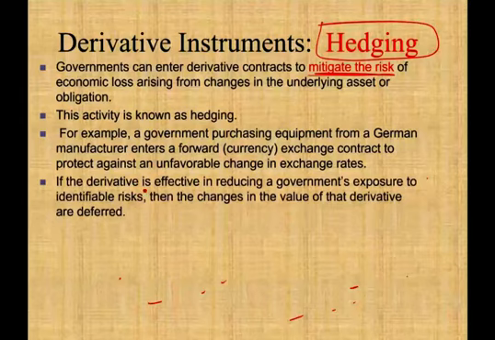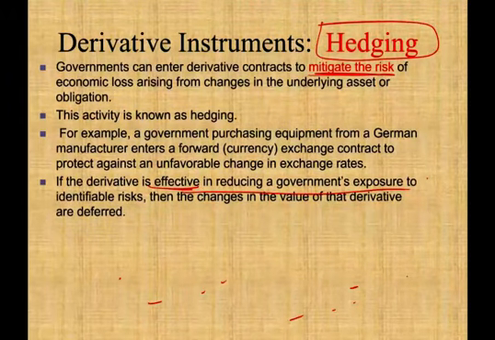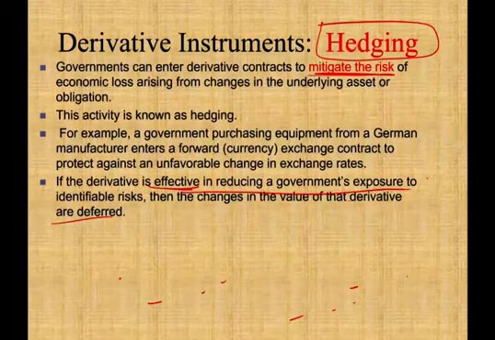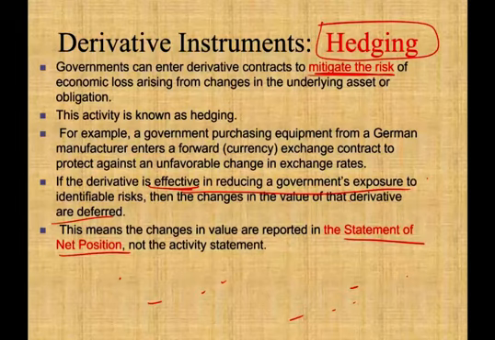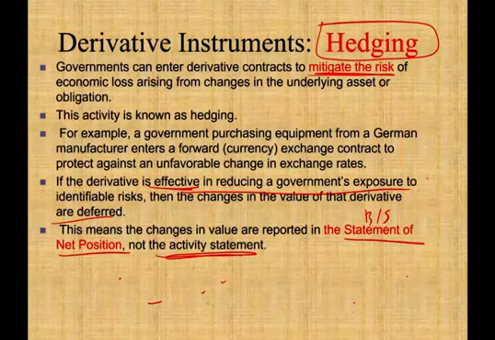Okay? If the derivative is effective in reducing the government's exposure, and we're going to assume it's effective, then the changes in the value of the derivatives are deferred. So this is what it means: the changes in the value are reported in the statement of net position. Simply put, you report the changes on the balance sheet, not the activity statement. So you don't show the changes in the activity statement, because you are not trying to make a profit. All you're doing is trying to protect against your risk because you have a payment in euros.